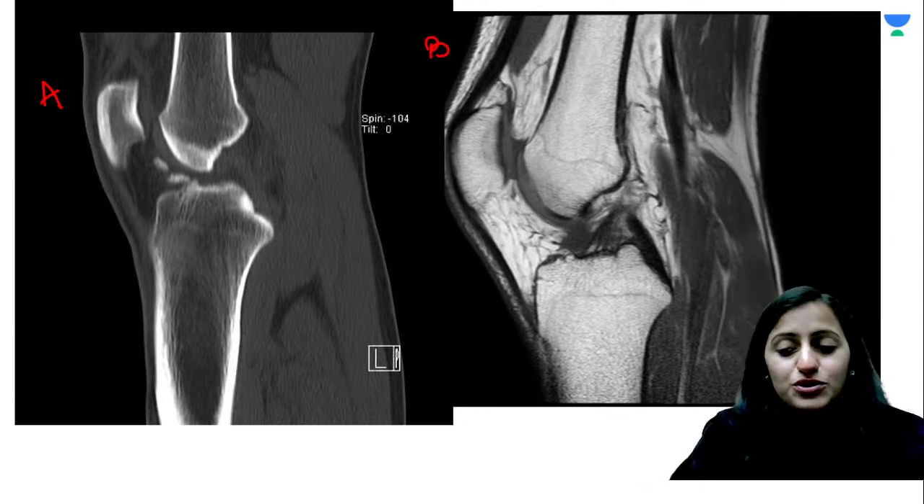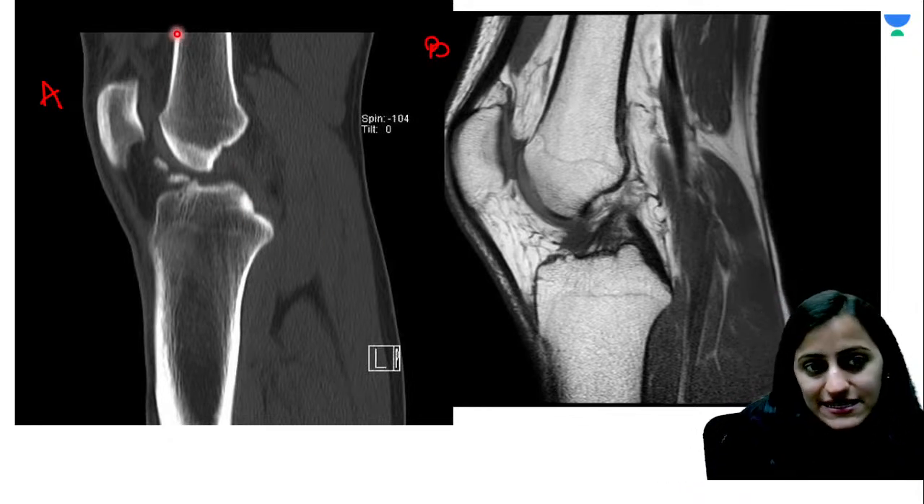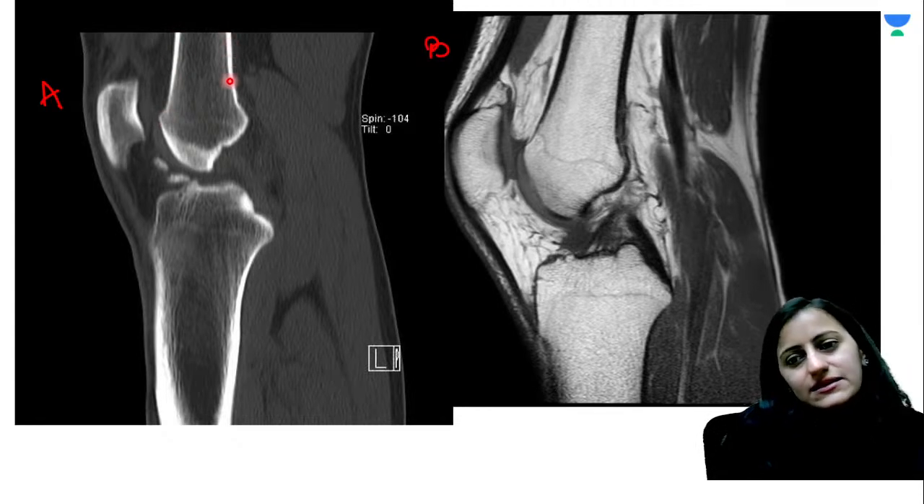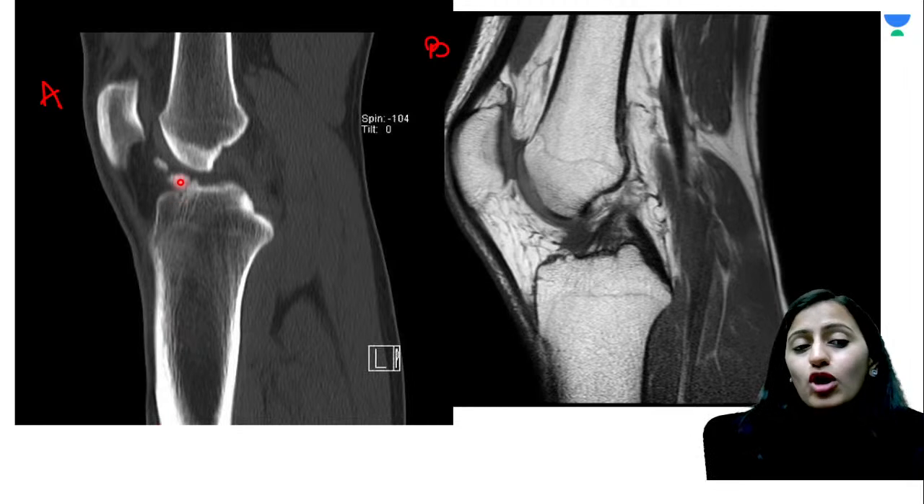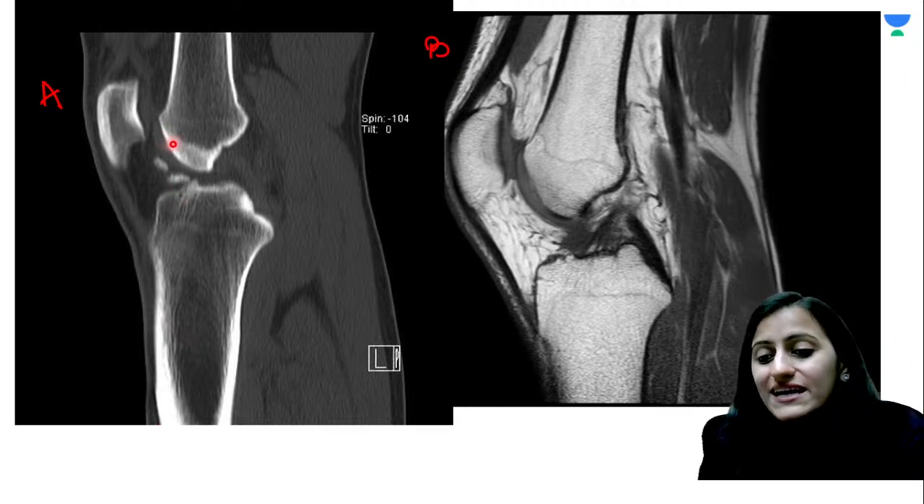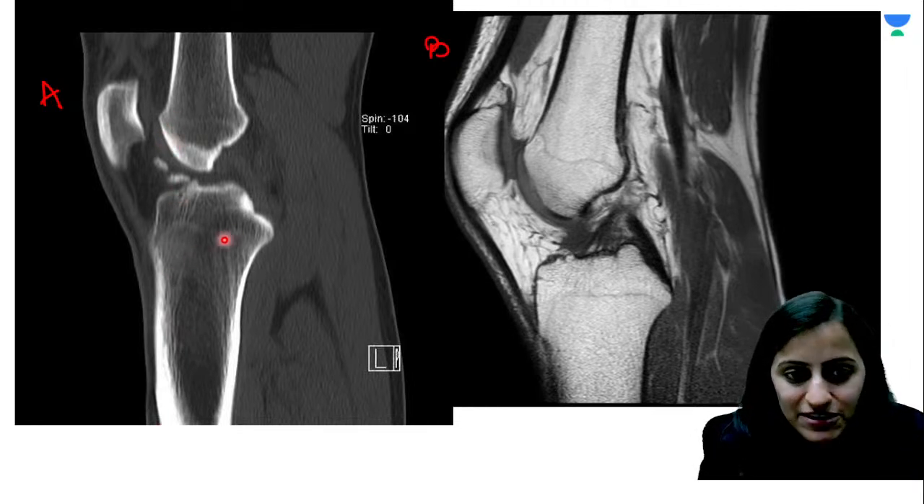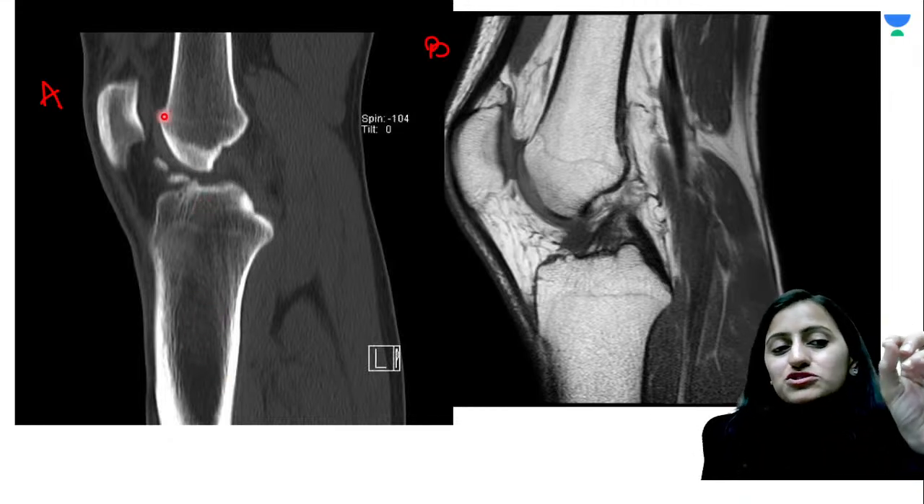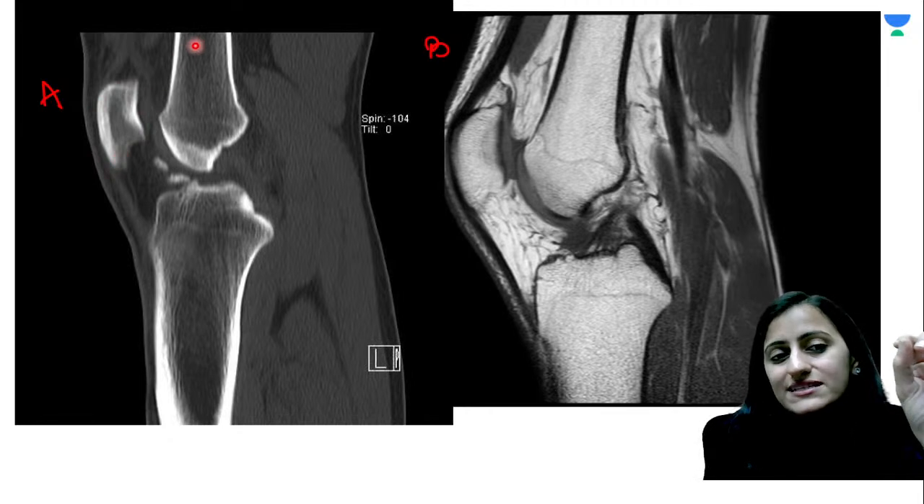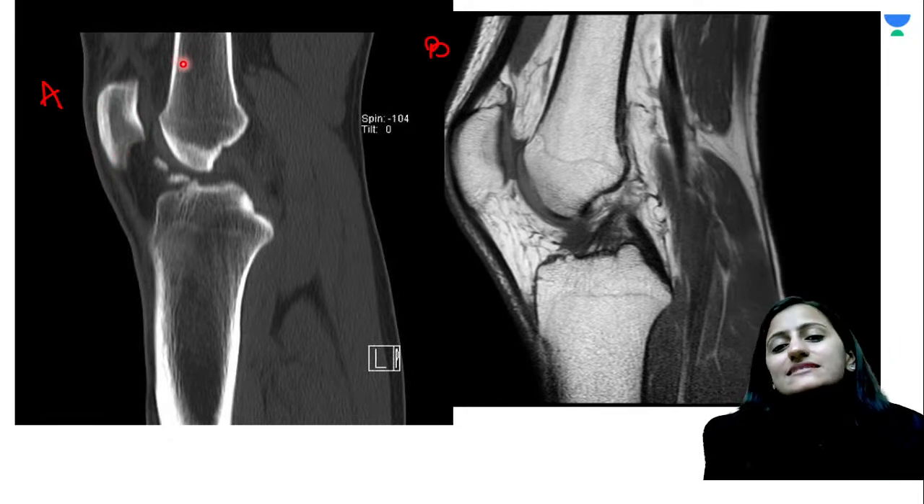So do not get confused here, guys. This is the white line that you see here, that is the bone cortex. The bone cortex is white. Even though the inside part of the bone is looking black, do not get confused by that. Always check the cortex. The cortex is white, it's a CT scan.